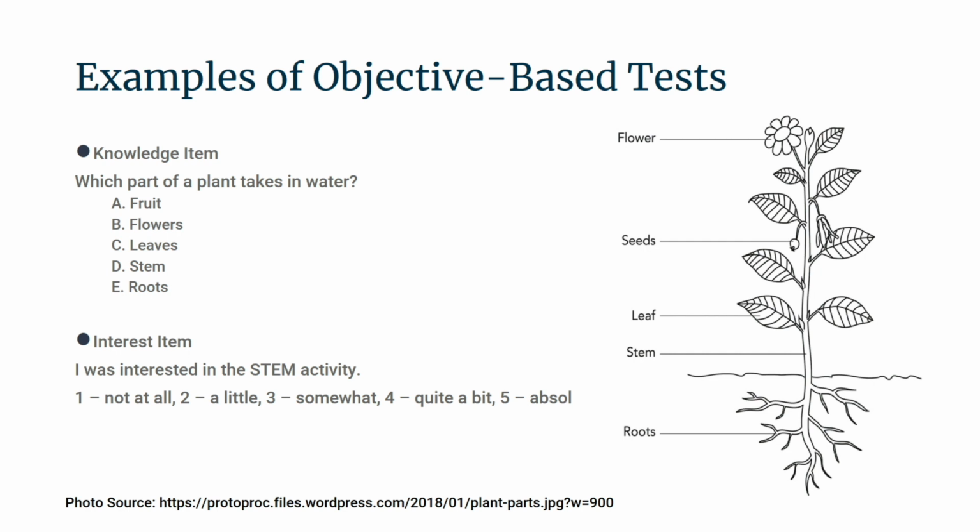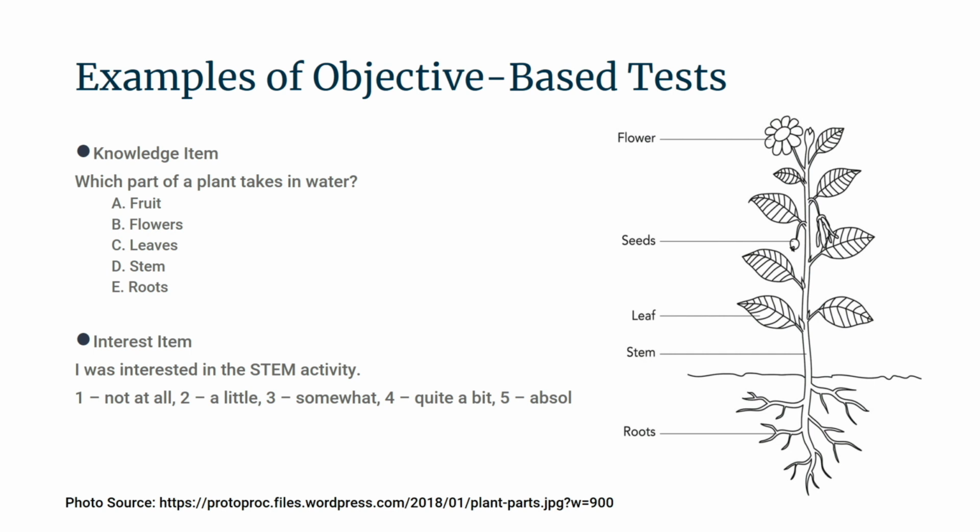An example of an objective-based test, keeping plants as the theme: you can see the knowledge item on the left-hand side. The example is, which part of the plant takes in water, and there are 5 different choices there. Again, keeping these simple and easy to read with viable options or distractors is what's important.